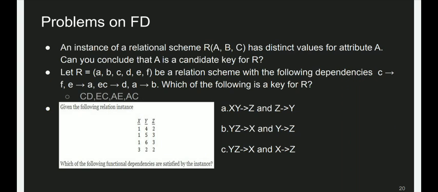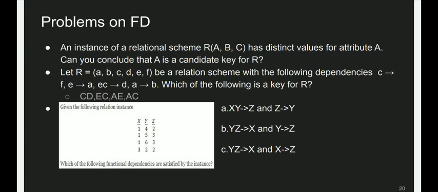So how will you find out the key? What is a primary key? The key should be able to determine all the attributes in the relation. So you apply closure on a particular attribute and then check whether it is a key or not. We have four options given: CD, EC, AE and AC.